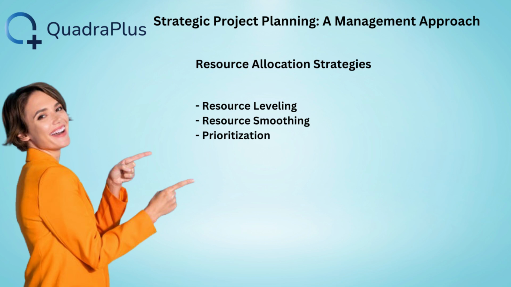Example: marketing campaign launch. A company is launching a new product with a strict deadline. Resource smoothing would reallocate staff working on non-critical marketing tasks to priority activities such as campaign planning, ensuring deadlines are met without disrupting the overall project schedule.